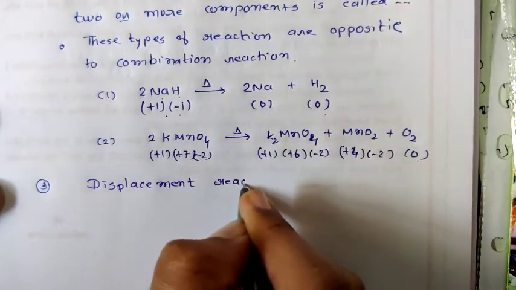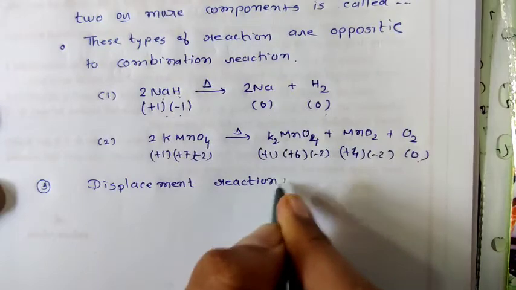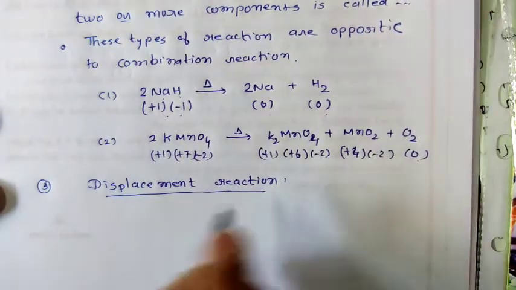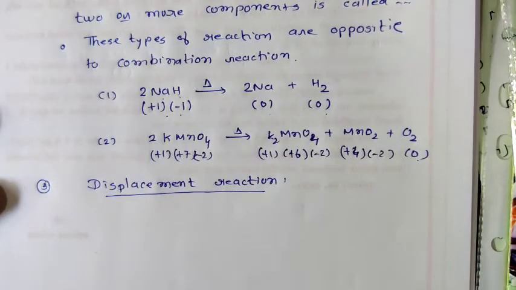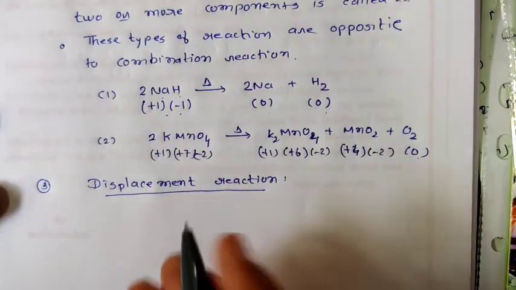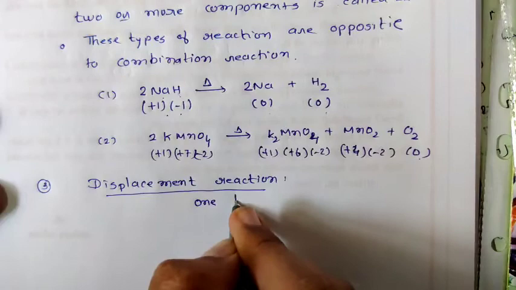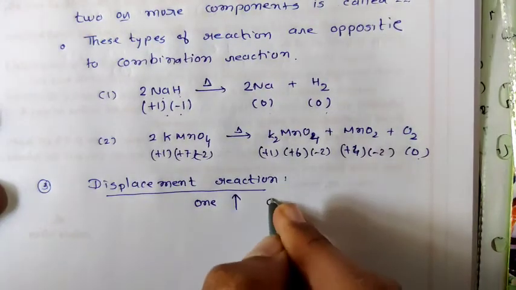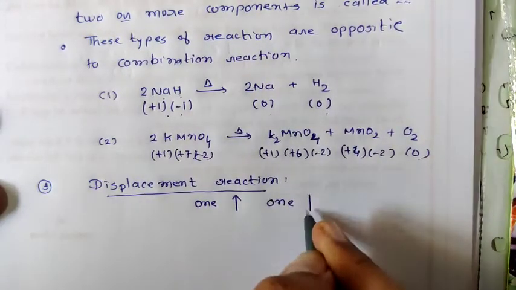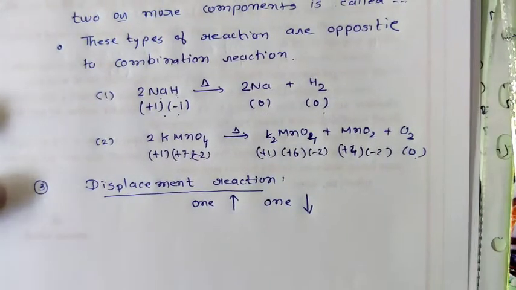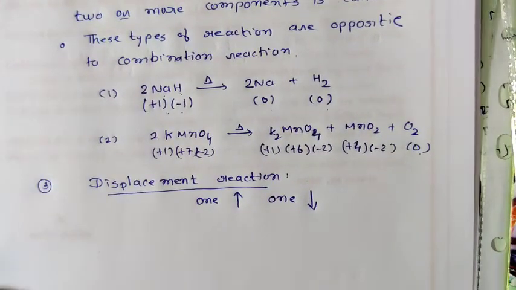Third type, displacement reaction. What is displacement reaction? Just see, one element out, one element in. In very simple words, we can explain this: one out and one in, that is displacement reaction.